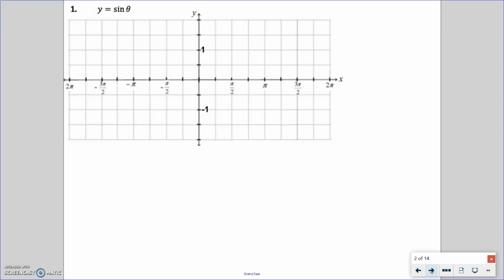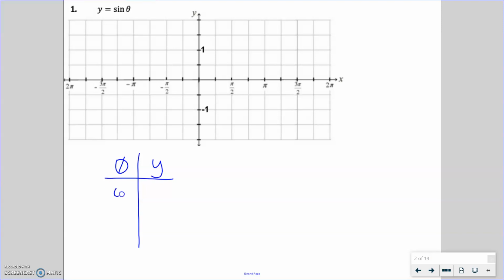All right, so sine of theta. Anytime we started trying to figure out a parent function this year, I would say make a table, figure it out. What does the shape look like, right? We're going to do the same thing with sine of theta, okay? Where theta is like your x value and y is still your y value.